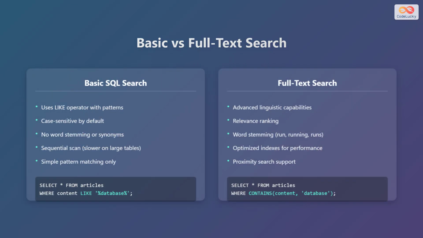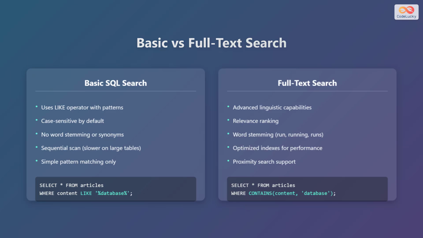Let's compare basic Structured Query Language search with full-text search. Basic Structured Query Language search uses the LIKE operator with simple patterns. It's case-sensitive by default and does not understand word stemming or synonyms. It performs a sequential scan, which can be slow on large tables, and is limited to simple pattern matching. The example shows selecting all articles where the content contains the word database.